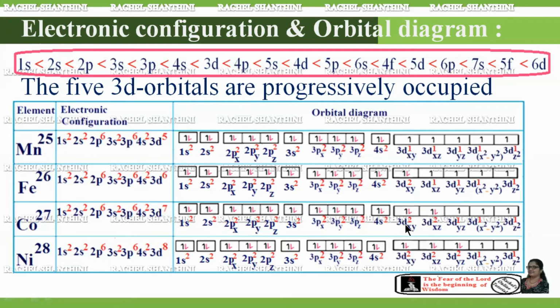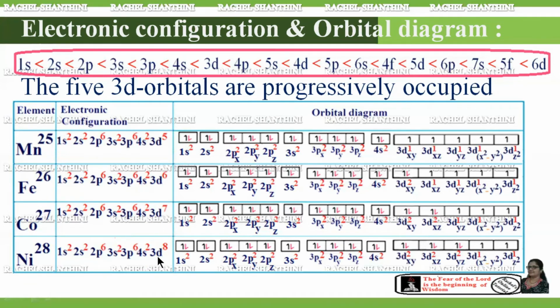So the first electron will go to 3dxy, the second electron will go to 3dxz, the third electron will go to 3dyz, the fourth electron will go to 3dx square minus y square, and the fifth electron will go to 3dz square. Now all the orbitals are completed. So according to Hund's rule of maximum multiplicity, the sixth electron will pair up with the first electron present in 3dxy, and the seventh last electron will pair up with the second electron present in 3dxz.